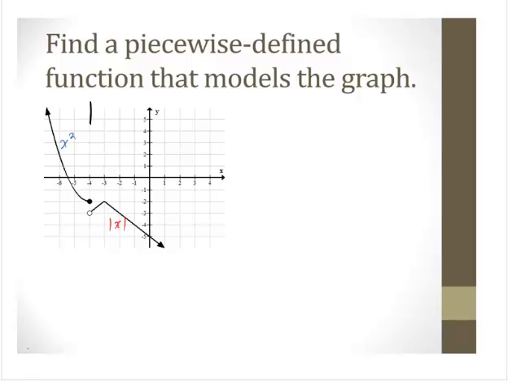Alright, so when I'm writing my function, I have f of x equals something if x is less than or equal to -4, solid point, or equal to. And something else if x is greater than -4. Alright, from the looks of things here, for the x square, it looks like it's been shifted left 4 and down 2.